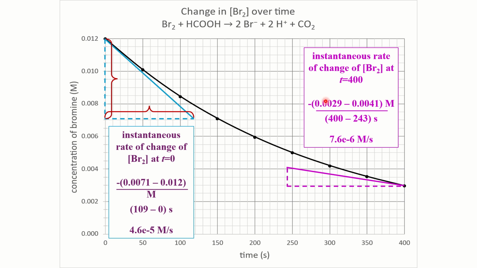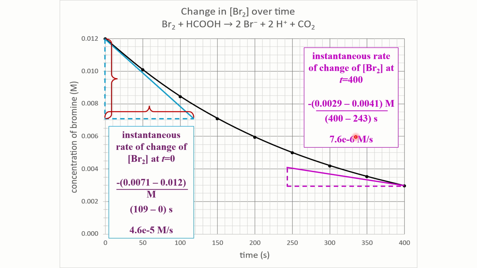So that's this point right here. And then this right here would be my y1 value, which I'm estimating at around 0.0041. Then for my change in x, my x2 would be where I end, which would actually be right here at 400 seconds, and x1 would be this point right here where I start. So here's my x2, here's my x1. The x1 looks to be around 243 seconds, so I would say 400 minus 243. This gives me an instantaneous rate of change of 7.6 times 10 to the negative 6, so the smallest rate we have seen.